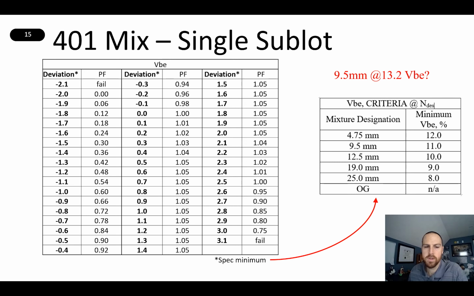We would first look at the 9.5 millimeter mix. The minimum is 11%. So we can see that a 13.2 VBE is 2.2 above spec minimum, which equates to a pay factor of 1.03.